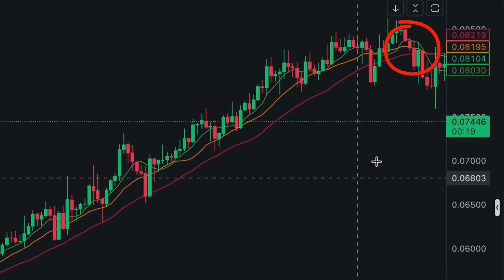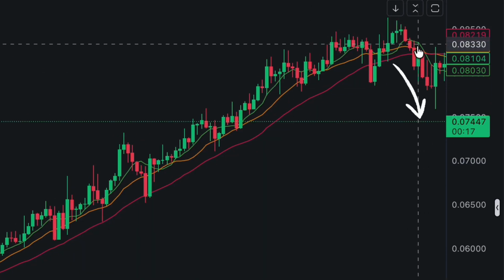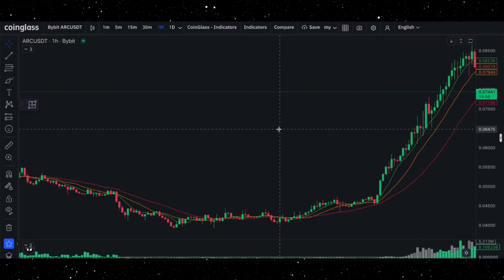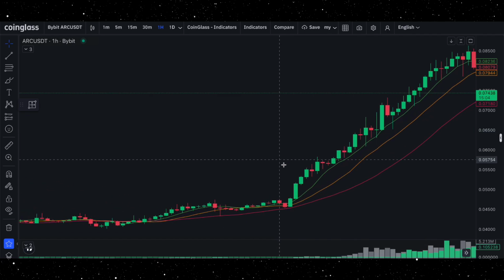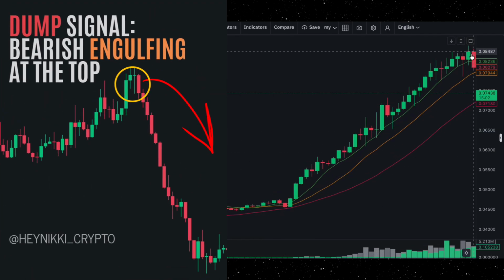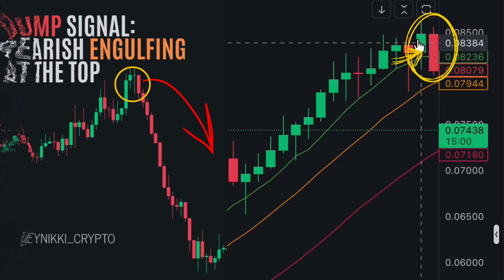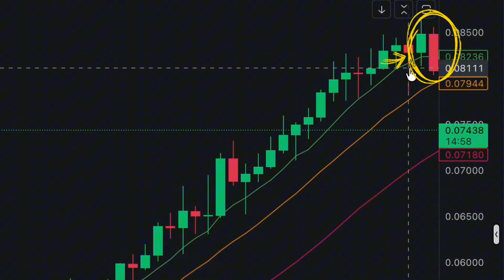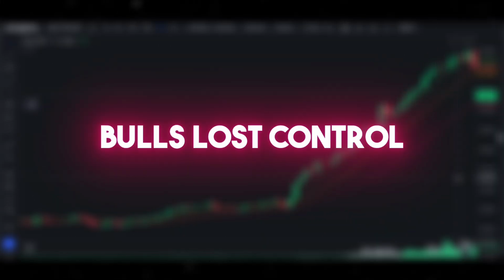I noticed a moving average crossover and price dropped below all 3 MAs. At the same time, on the 1-hour time frame, we got a bearish engulfing pattern. A strong green candle was completely absorbed by a massive red candle. This told me one thing: bulls lost control.